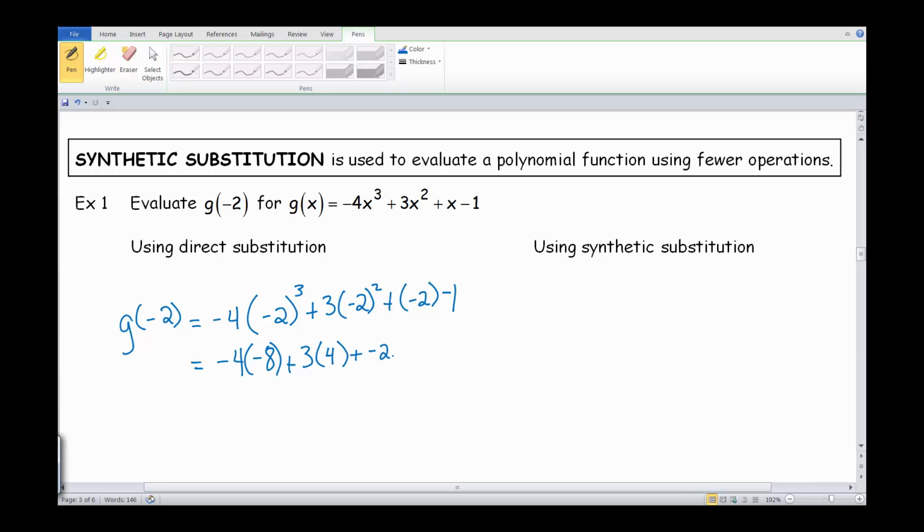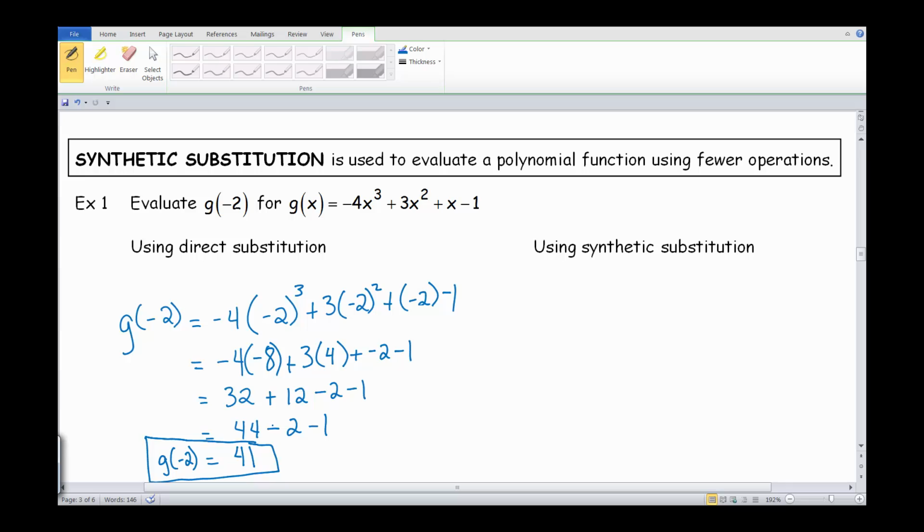Plus 3 times -2 squared gives us +4. Plus -2 minus 1. So simplifying this even further, we end up with -4 times -8 gives us +32. And then 3 times 4 gives us 12. So then -2 minus 1. And now just adding these, we end up with 44 minus 2 minus 1. So 44 minus 2 is 42, minus 1 gives us 41. So when we use direct substitution, g of -2 came out to be 41.